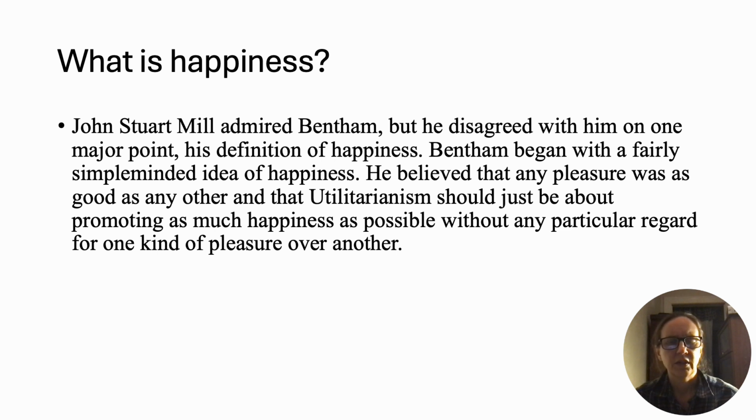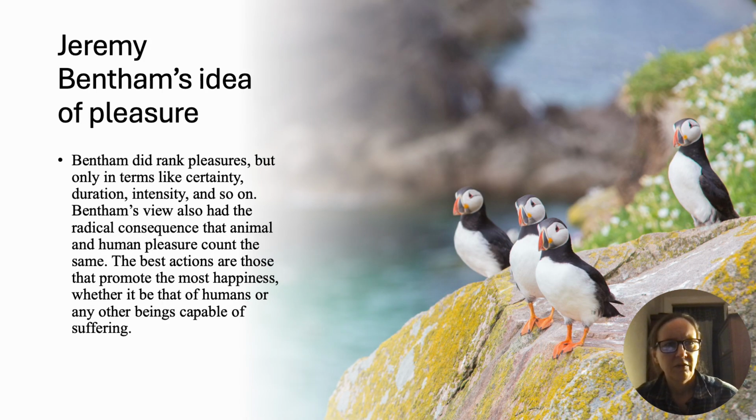One of the founders of this theory was Jeremy Bentham, and John Stuart Mill was another proponent of the theory who came after Bentham, and he disagreed with him on his definition of happiness. Bentham had a pretty straightforward, simple-minded idea of happiness. He thought really any pleasure was a good pleasure, and any pleasure was as good as any other. Utilitarianism is supposed to be just about promoting as much happiness as possible, and he didn't have any particular regard that one pleasure might be better than another. It just had to do with the amount of pleasure, the certainty, the duration, the intensity, and so on.